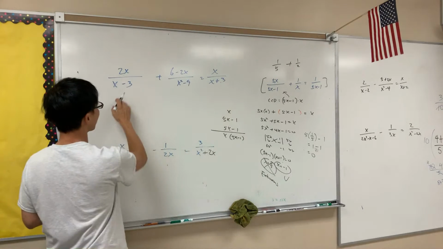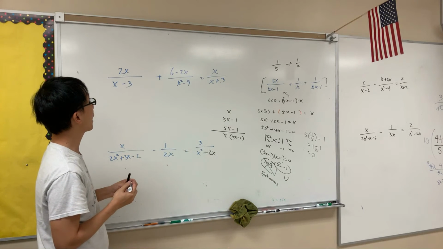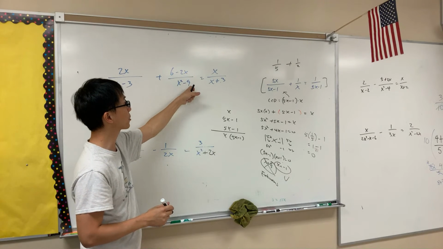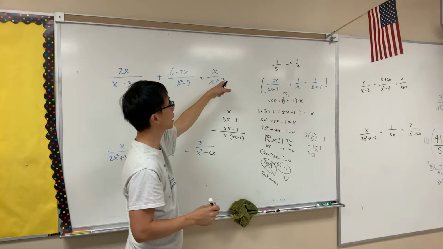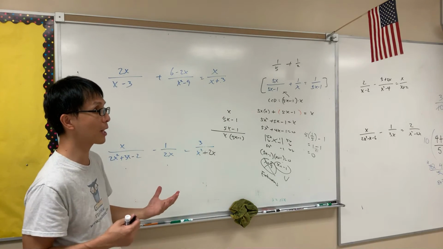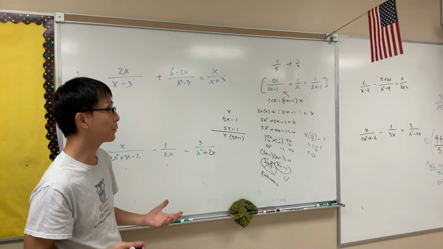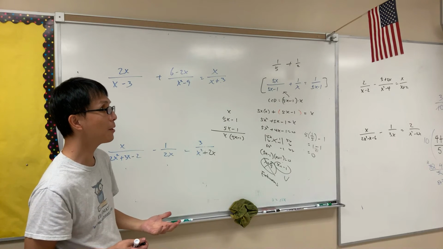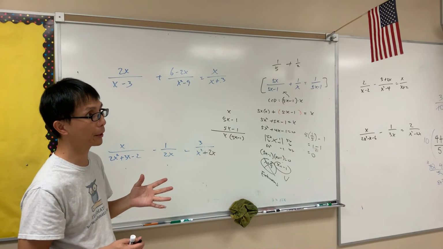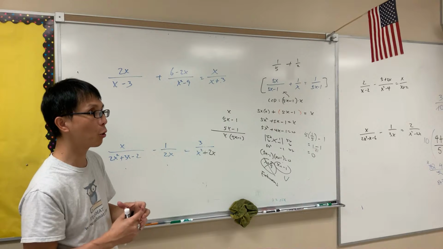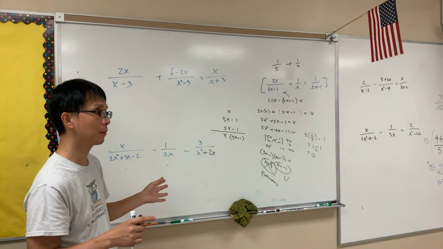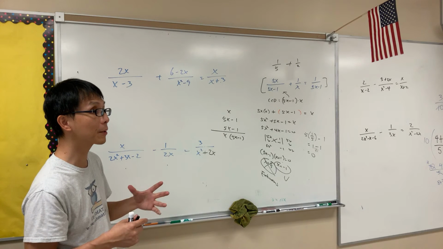When we talk about this one, I have 2x over x minus 3 plus 6 minus 2x over x squared minus 9 is equal to x over x plus 3. Now you see this and say, oh, this is a very difficult question. It's not. You just have to factor it first. I usually factor the denominator only in this case. I don't factor the numerator because my whole goal is to get rid of the denominator. The numerator is not causing me a problem. The denominator causes a problem.